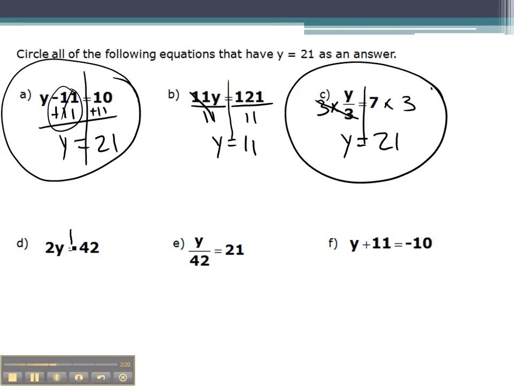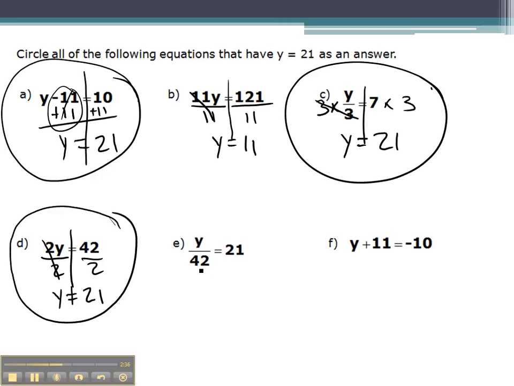In D we're multiplying y times 2. We undo that multiplication by 2 by dividing by 2, the inverse operation. 2 over 2 is 1, and 1y is just y. Y equals 42 divided by 2, which is 21. So this equation also has a solution y equals 21.